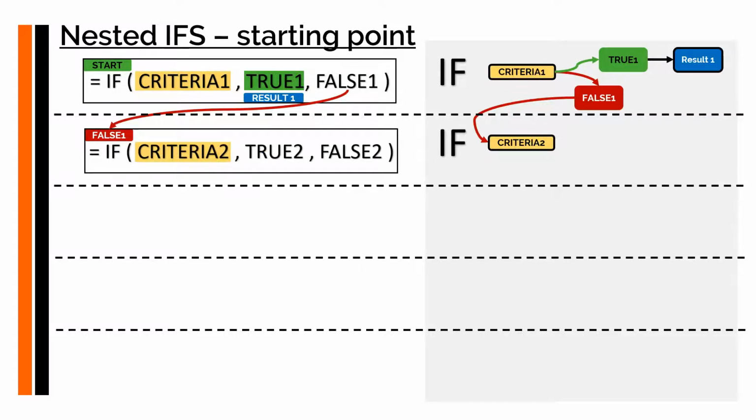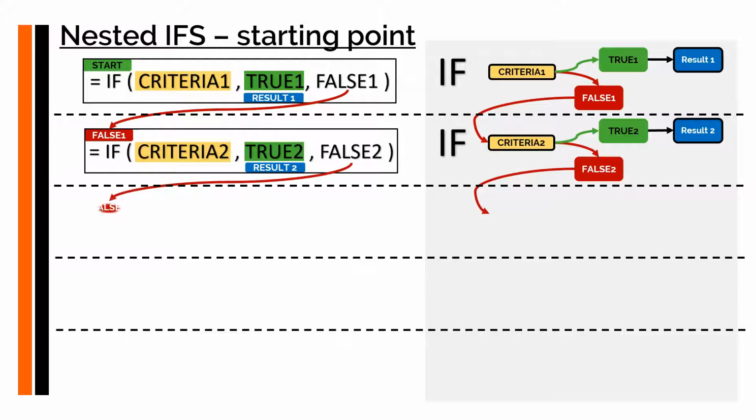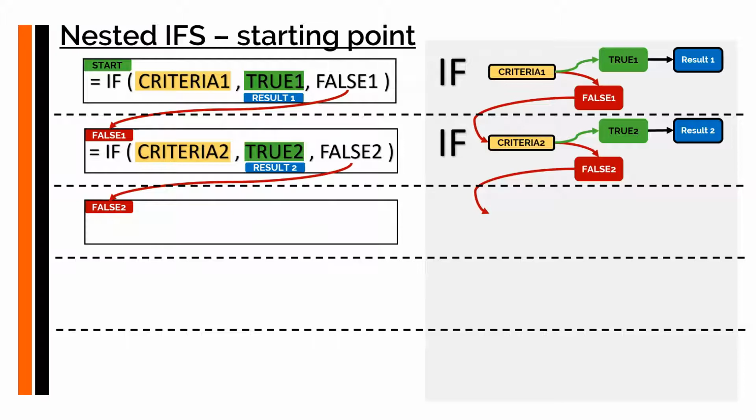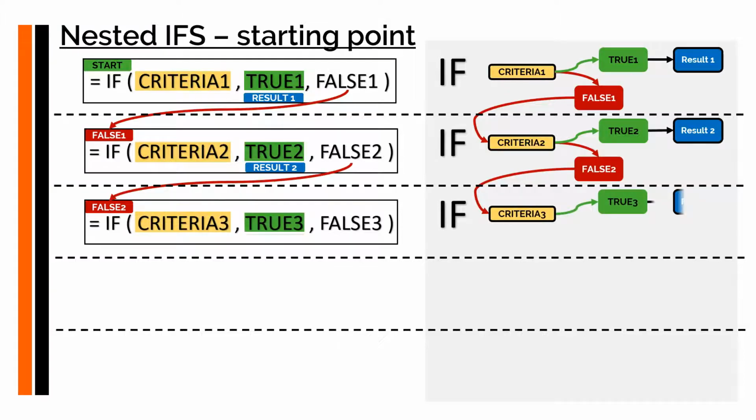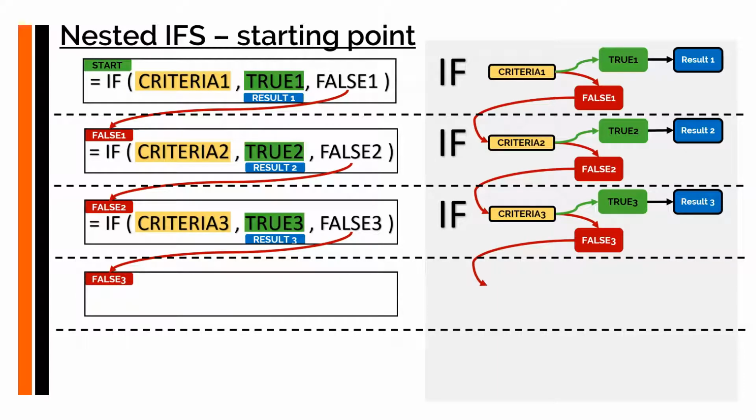Usually, as a normal IF statement, we would have a value or a text that gives a result, but now we will add in an IF statement again within that section. And it will have the second criteria to be assessed. If it's true, it gives that result. If it is false, we add in another IF. If it is true, we get its result. If it is false, we add another IF formula. And so on and so on.